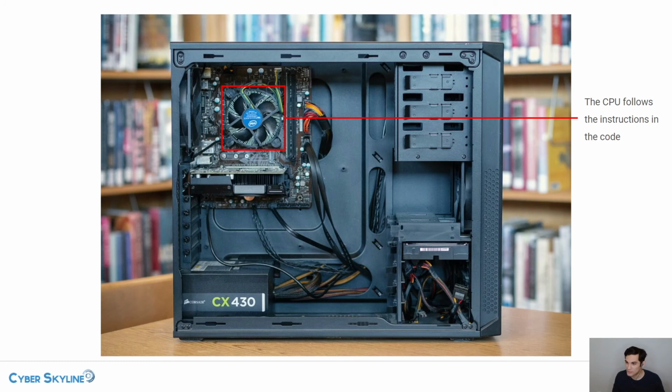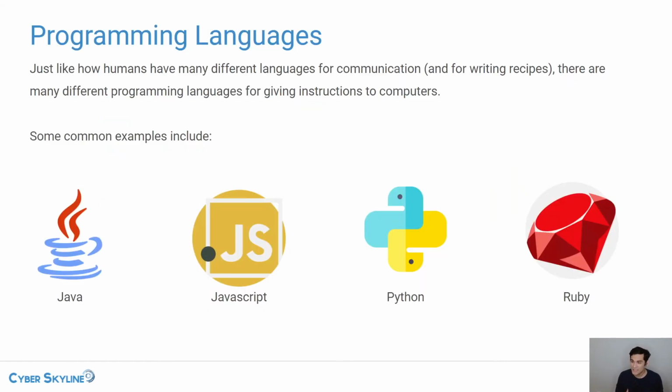All right, so let's go into some code concepts now. There are many, many different programming languages. Just like how humans have many languages for communication, and I suppose for writing recipes, there are also many different programming languages for giving instructions to computers. I've listed some common examples here. This is by no means an exhaustive list. It's a tiny, tiny list. We're just scratching the surface here. But these are some examples that you might have heard of before.